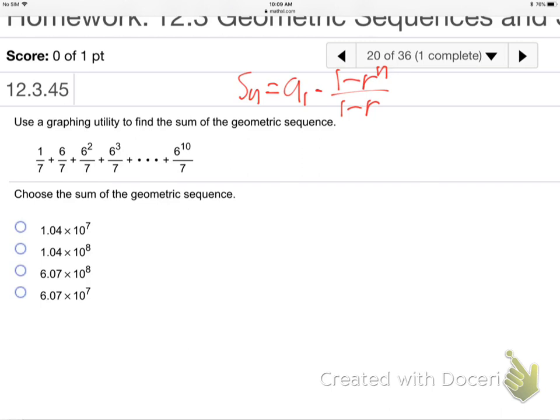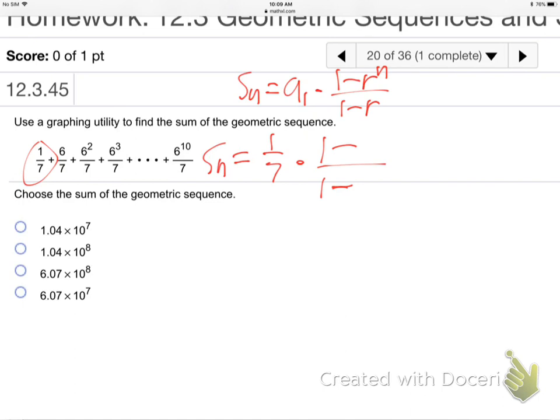You got to put an n also, because you got to get a number over there. So S sub n equals A1 times, what's A1? 1/7, right? Times 1 minus R, so now we got to get R. What's R?